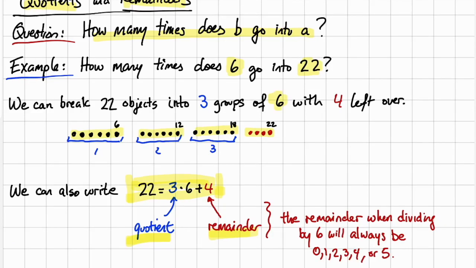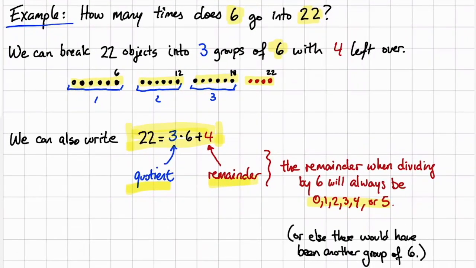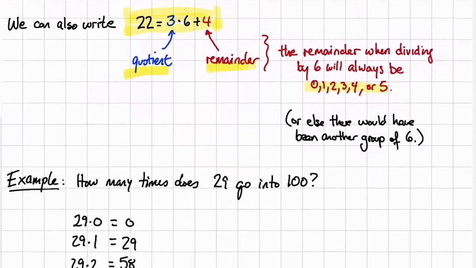Notice that no matter how many objects we're dividing into groups of 6, the remainder has to be one of the numbers 0, 1, 2, 3, 4, or 5, because if it's larger than that, we would have one more group of 6 hanging around. So the remainder is always going to be less than 6. Let's do a couple more examples.